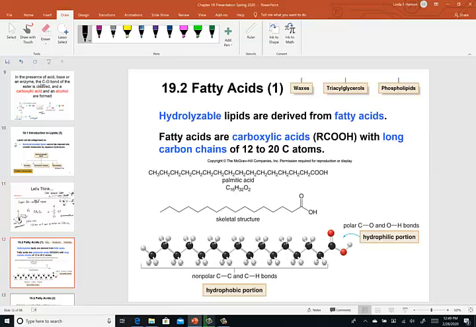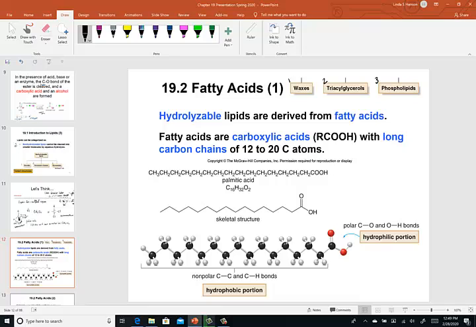So in our next section on fatty acids, let's focus a little more on those lipids that are hydrolyzable, because they happen to be derivatives known as fatty acids. These are waxes, triacylglycerols, and phospholipids. These are the 3 categories of lipids that are hydrolyzable, and they're coming one section at a time. But these hydrolyzable lipids are derived from fatty acids.